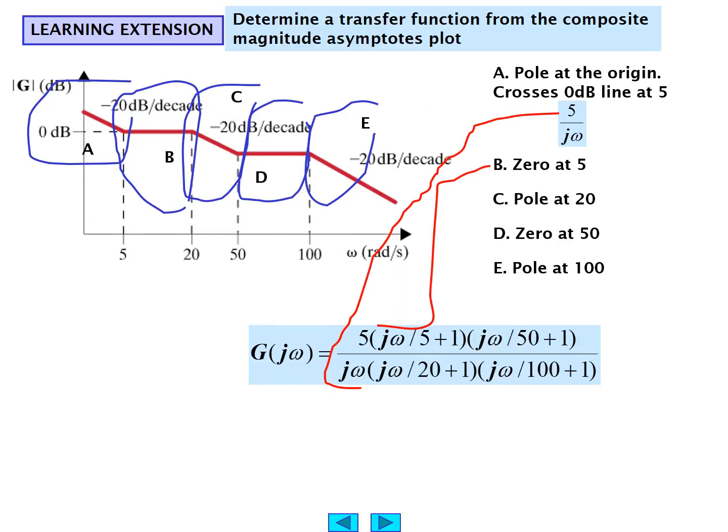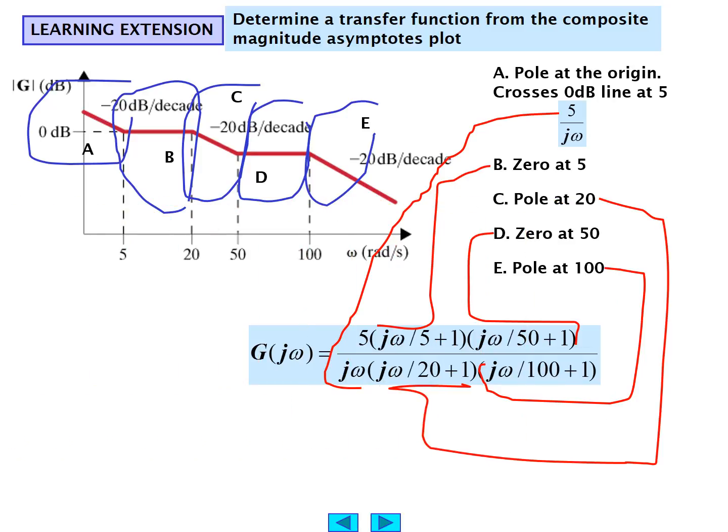There's the 5 over j omega. There's the 0 at 5. There's the 0 at 50. There's the pole at 100. And last but not least, there's the pole at 20.